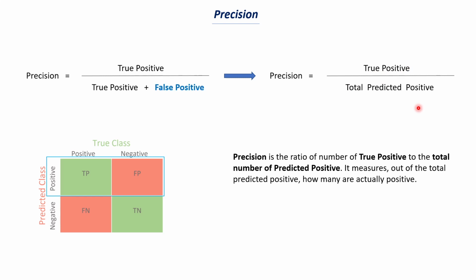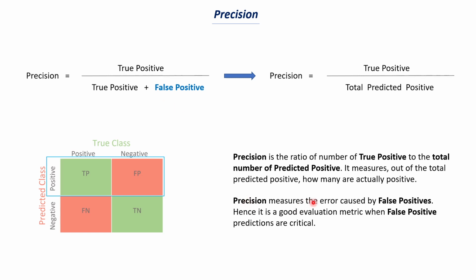And the importance of precision is that it measures the error caused by false positive, as we have discussed in this COVID-19 infection. So it takes into account mainly the false positive errors. It measures the error caused by false positive, and hence it is a good evaluation metric when false positive predictions are critical. So this part is very, very important.